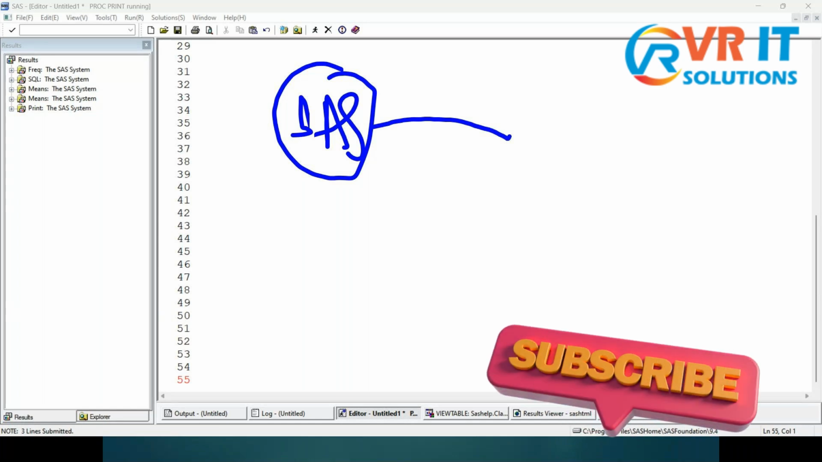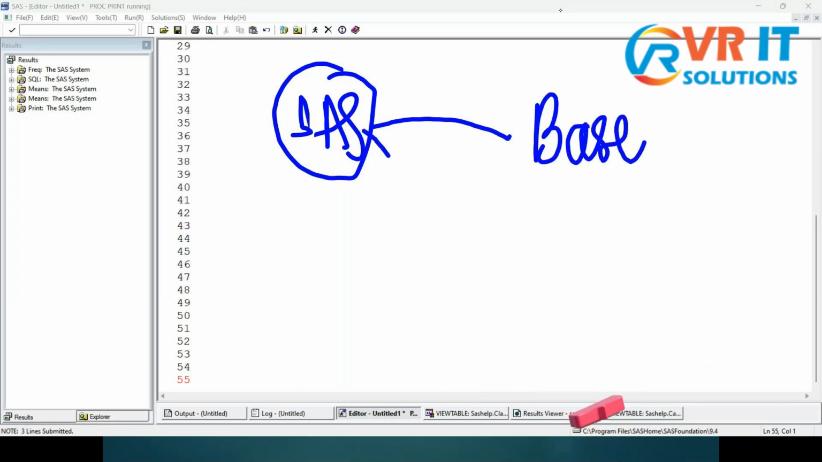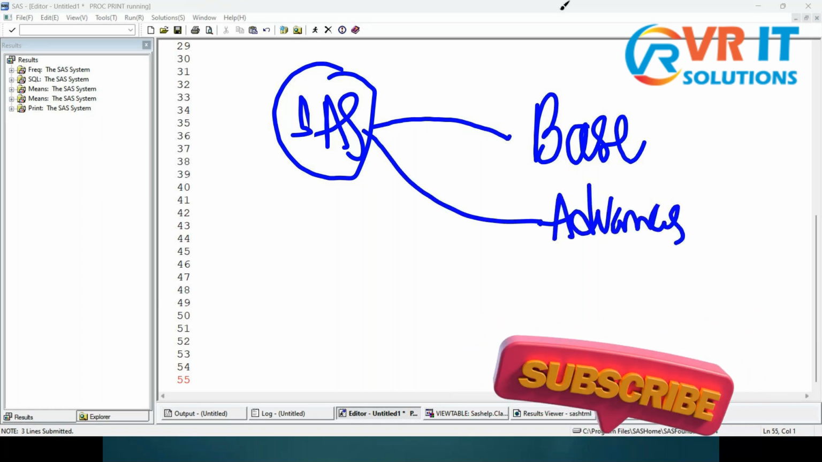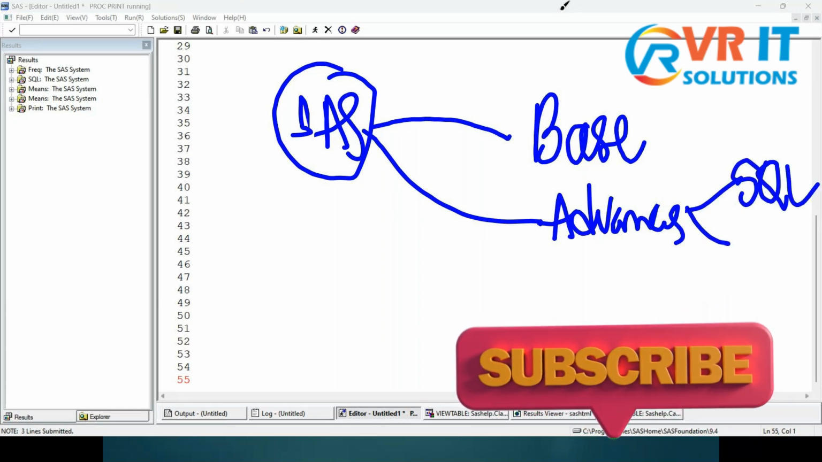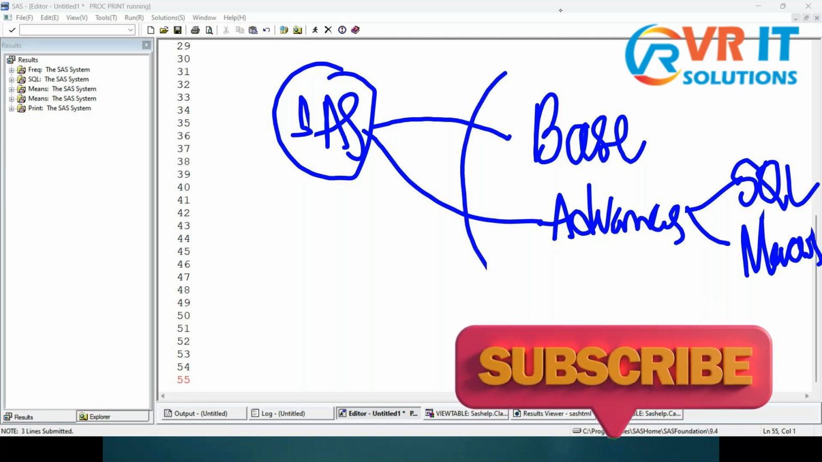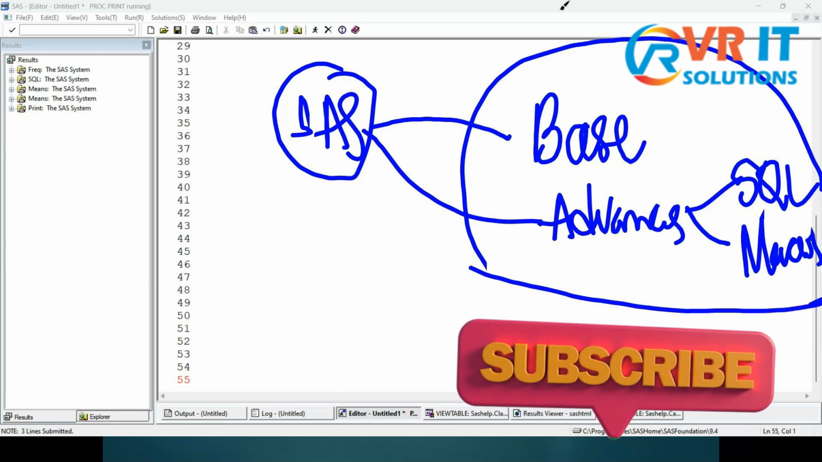First is base SAS, the basics. Then we will see advanced SAS. In this we will cover SQL, structured query language, and macros. So this is the programming part, and it will be completed in around 2 to 2.5 months.